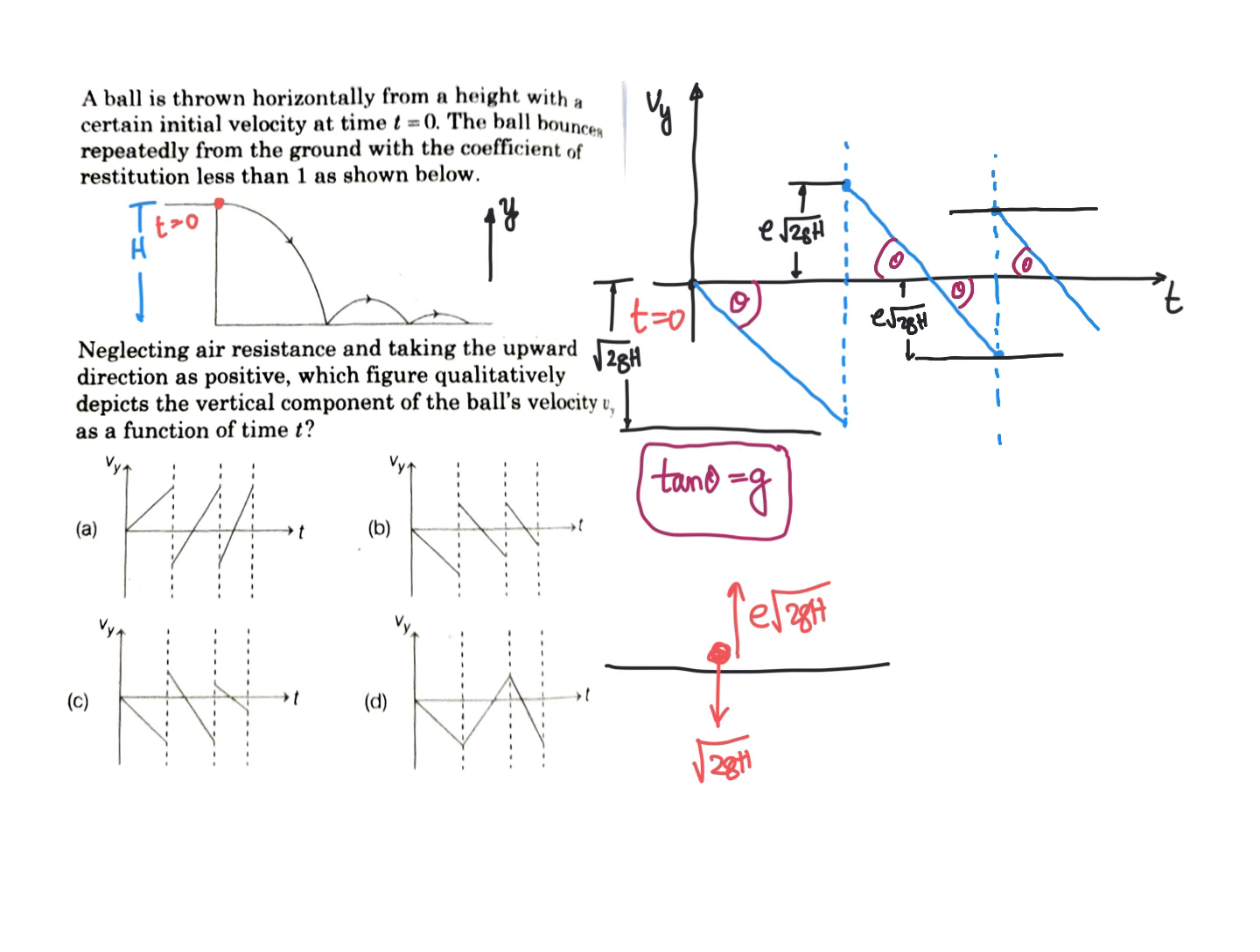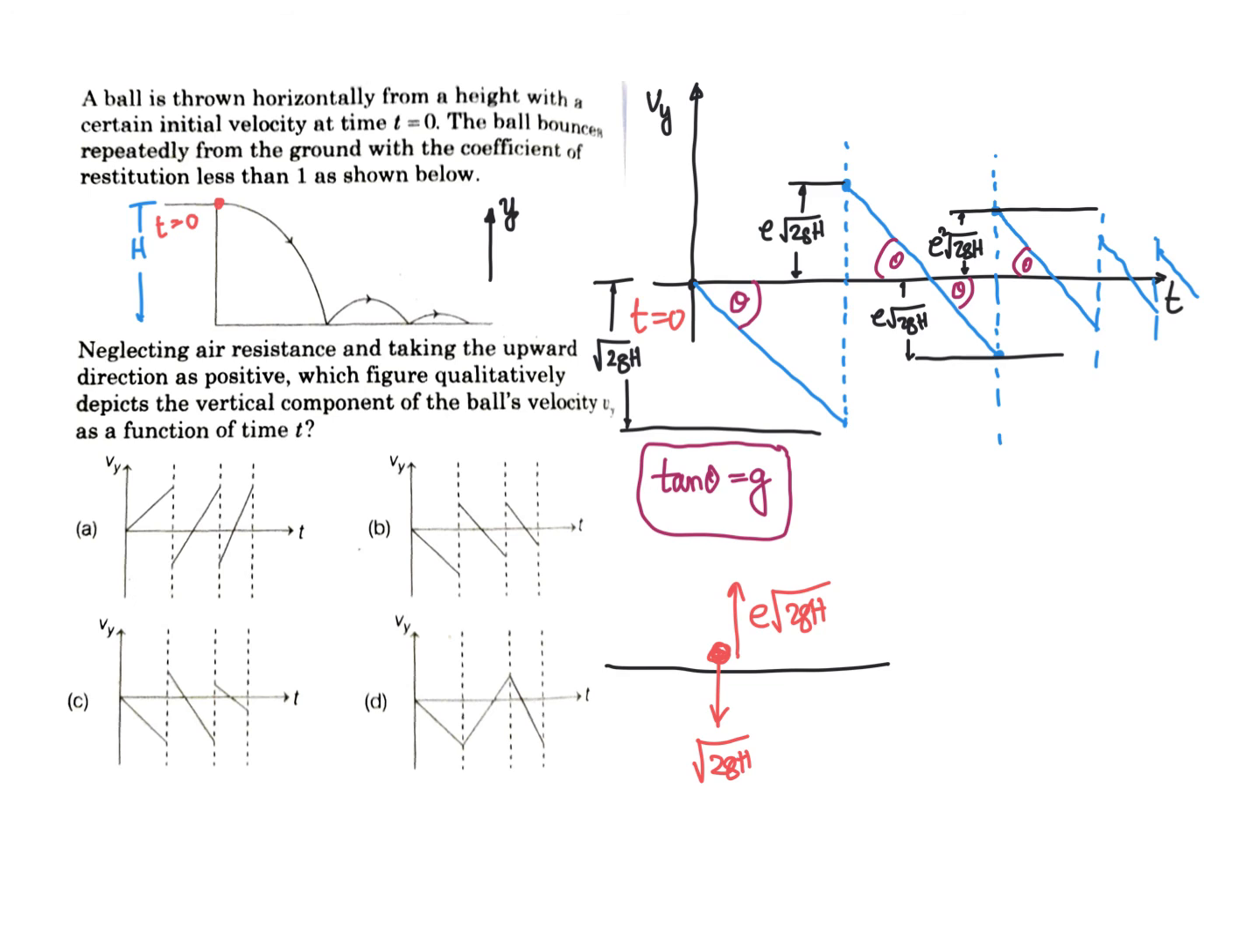now this velocity is again e square root 2gh. So every time it bounces up, the velocity gets multiplied by e, so it carries on like this. Next is e cube root 2gh, next is e to the power 4 root 2gh.